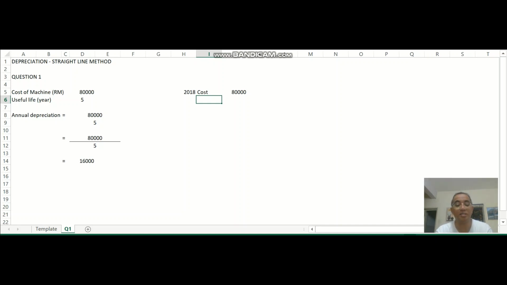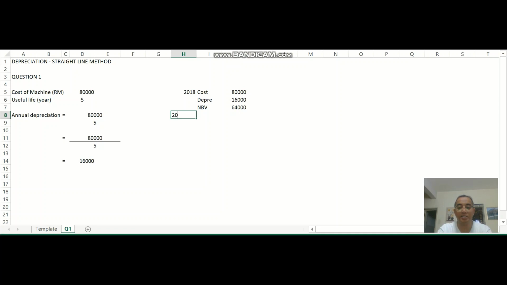In 2018, I put the depreciation, short form depre, as negative 16,000. The cost minus depreciation gives you the net book value, so I put NBV. I sum up, and now the net book value in 2018 is 64,000.